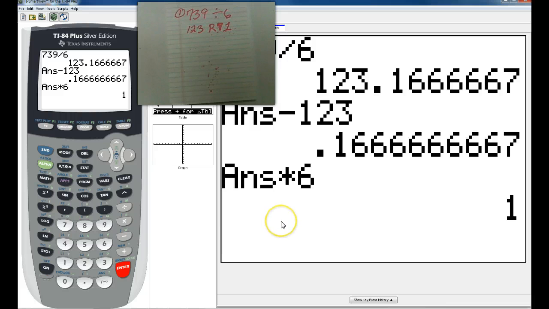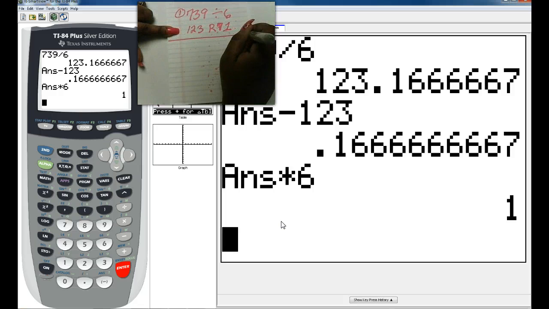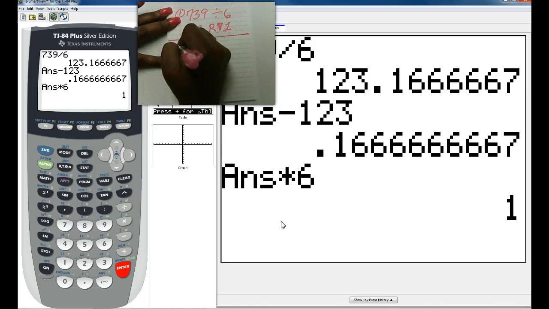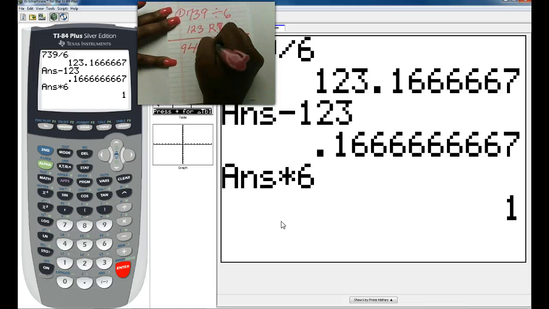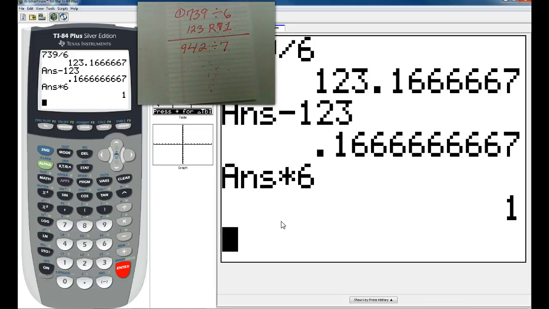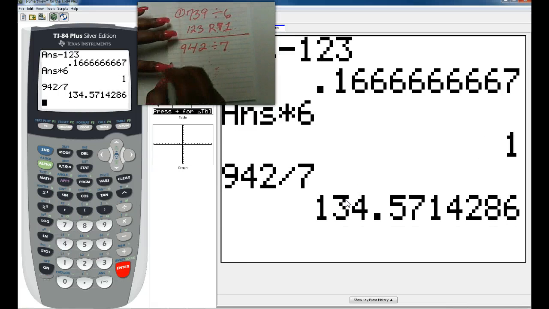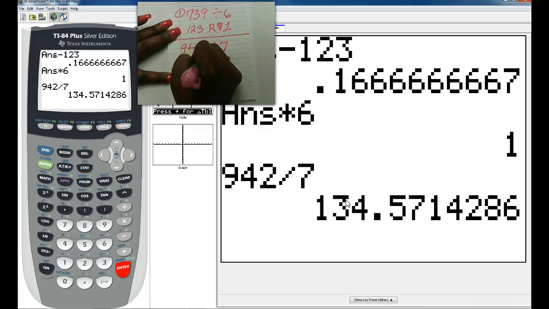There's actually a second way to do it in your calculator. This only works with the TI-84 Plus, and you have to have the upgraded edition. So if I was going to do 942 divided by 7, I would still do 942 divided by 7. That gives me a whole number of 134.